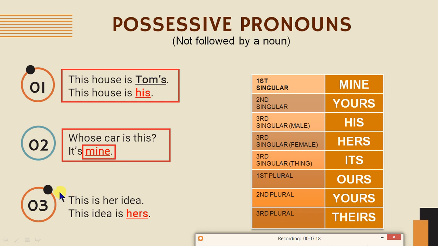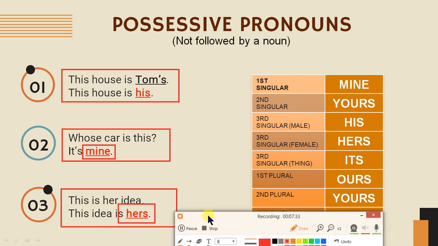possessiveness. Next example, this is her idea. It means this is her idea. You are able to see her we are using for a female. So we will use this idea is hers. Her we are replacing by the hers. We will move to the flowchart.